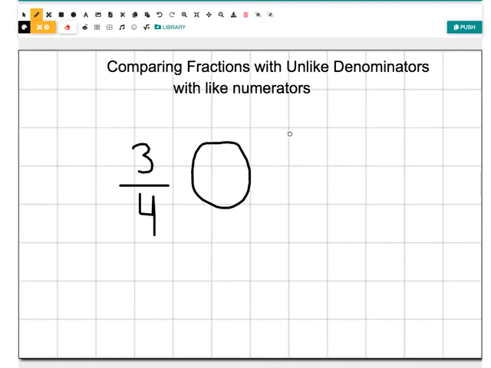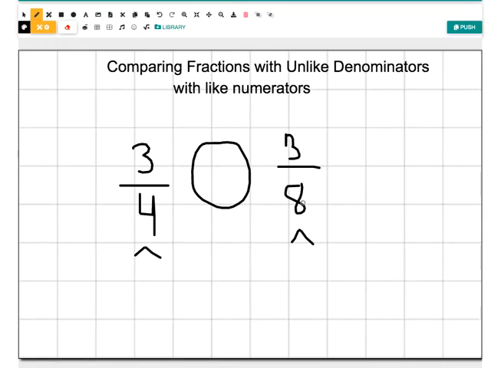and 3/8. The way we compare them if they have the same numerator is we're going to look at the denominator this time. So we're going to be looking at the bottom number. We're not going to look at the top if they're the same.